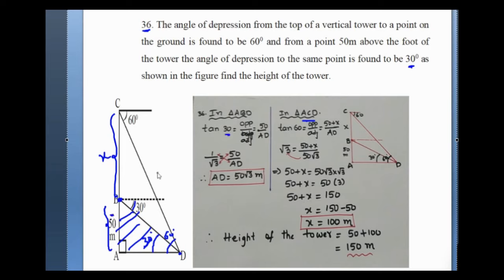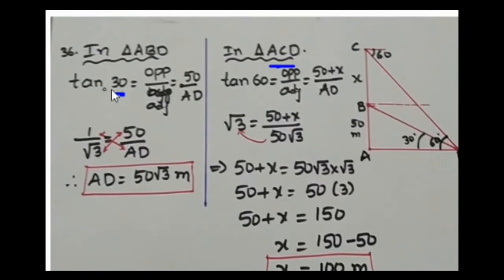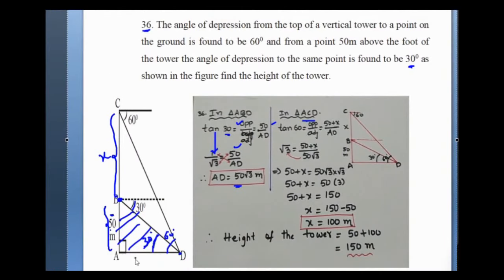So tan 30. Why am I taking tan 30? It's simple. We know the opposite and we have to find the adjacent. So tan formula is opposite by adjacent. So tan 30 is opposite by adjacent, which is nothing but 50 by AD. So tan 30 value is 1 by root 3, equal to 50 by AD. We have to do cross multiplication when two fractions are equal. AD ones are AD, 50 into root 3 is 50 root 3. So the value of AD is 50 root 3 meters.